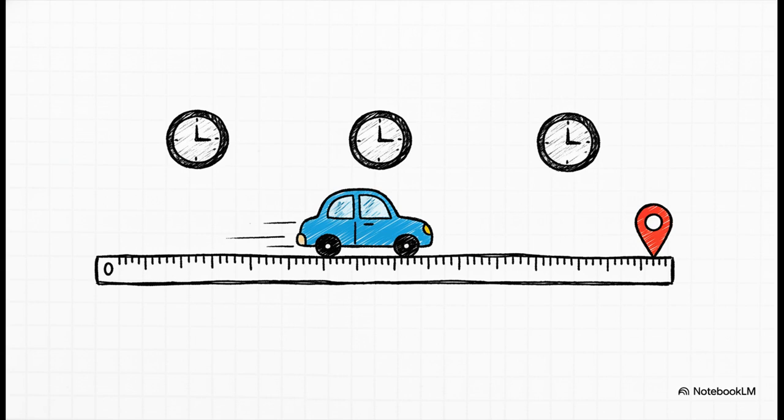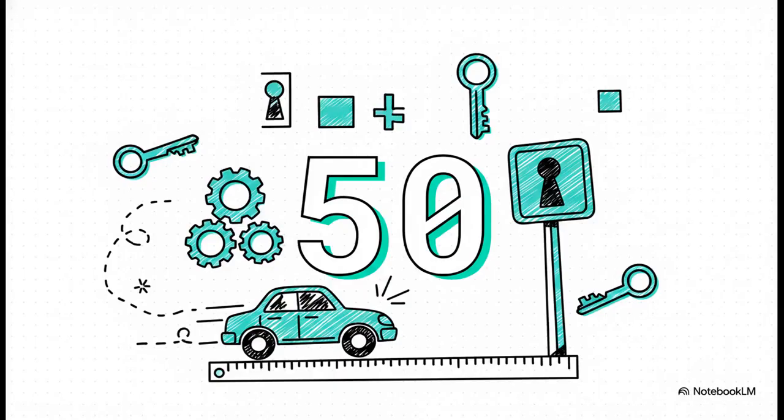150 divided by 3. What is our constant k for this road trip? The math gives us 50. The car is traveling exactly 50 miles every single hour. So k is 50. Following our handy format, the equation for this trip is y equals 50x. Once you spot that constant, you literally have the key to unlock the whole equation no matter how far you're driving.